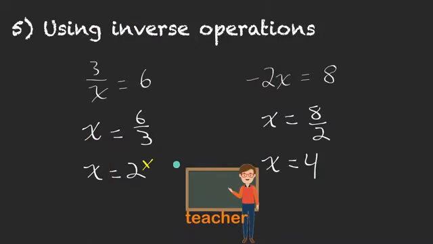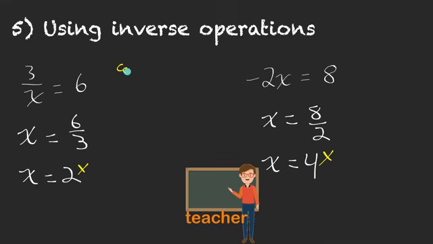So you're right, you do have to do inverse operations to isolate a variable. It's just you chose the wrong operations, so you got incorrect answers. And don't forget, you can check to see if your answers are right by plugging them into the original equation. If I plug 2 in for x into the first equation, 3 divided by 2 isn't 6. If I plug 4 in for x into the second equation, negative 2 times 4 is not 8.